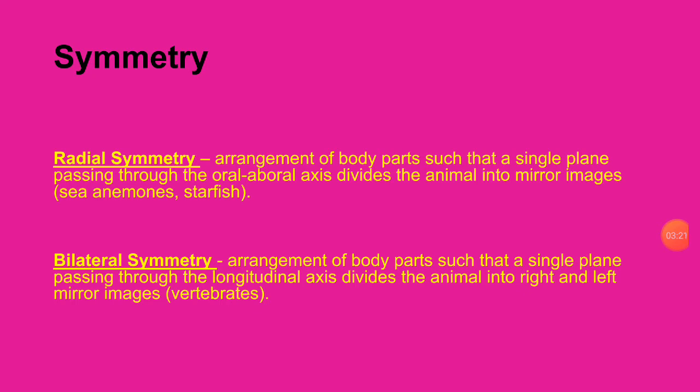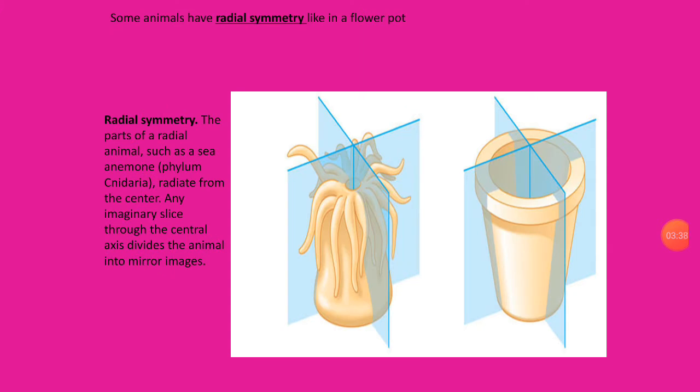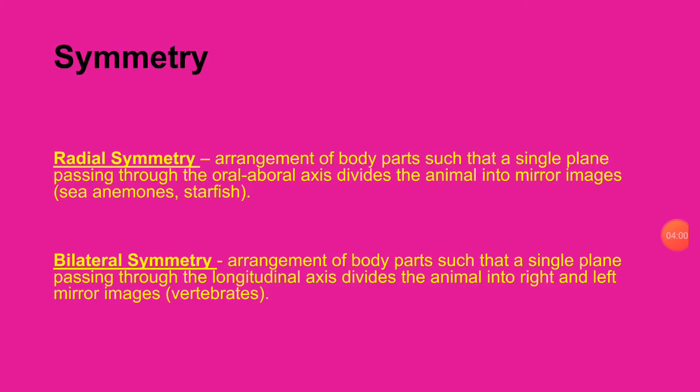Third type is radial symmetry. It is an arrangement of body parts in such a way that a single plane passing through the oral-aboral axis divides the animal into mirror images. For example, sea anemones and starfishes. Here in this diagram, you find radial symmetry. The example of animal I have taken here is the sea anemone. The parts of a radial animal such as a sea anemone radiate from the center. Any imaginary slice through the central axis divides the animal into two mirror images or two equal halves. This is an example of radial symmetry.